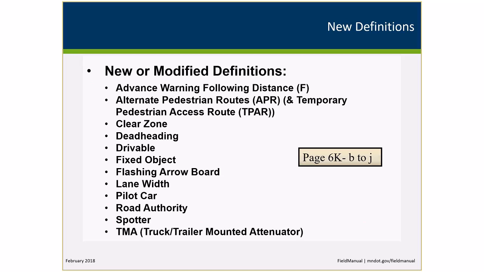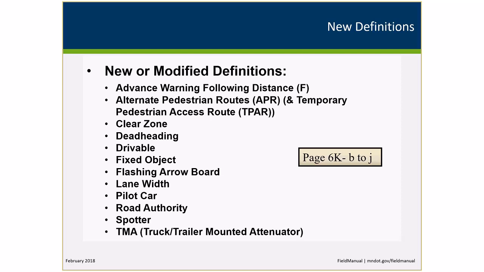The alternate pedestrian routes and temporary pedestrian access route. Formerly in the previous field manual, we had the temporary pedestrian access route, the TPAR, identified as something that ought to be done when you're dealing with pedestrians going through your work zone. Technically, though, a temporary pedestrian access route is fully accessible based on its definition. A pedestrian access route is fully accessible, so a temporary one would also be fully accessible.